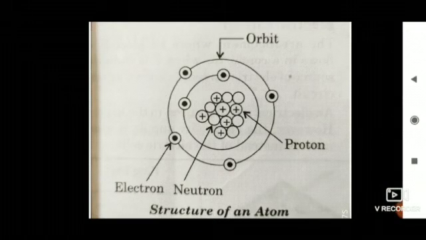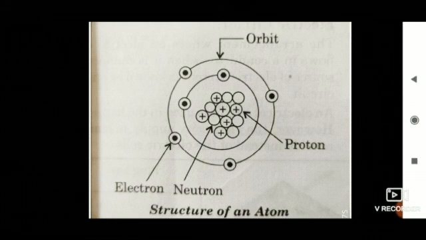Students, for current to flow in any object, movement of electrons is very essential. Now you all can see the structure of an atom in the given slide. Now where are these electrons present? Electrons are present in an atom. An atom is the smallest particle of any substance.